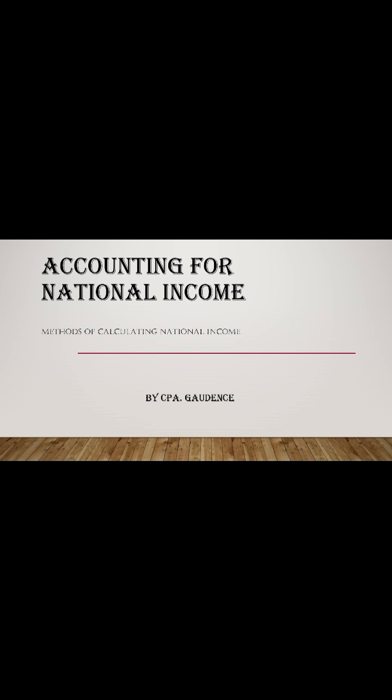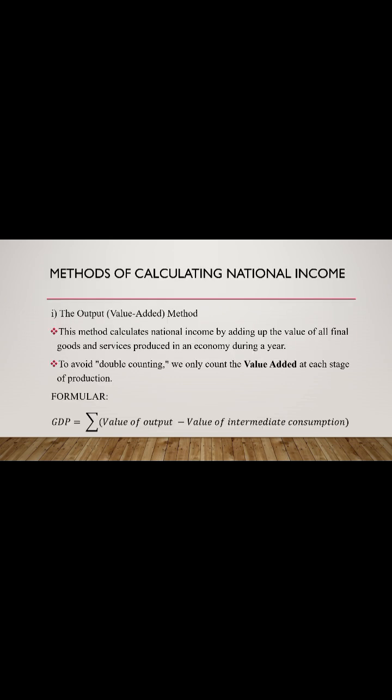Today we are continuing with accounting for national income, on the methods of calculating national income. We have three common methods of calculating national income. The first one is the output method, or value added method. Under this method, we calculate national income by adding up the value of all final goods and services produced in an economy during a year. To avoid double counting, we only count the value added at each stage of production.